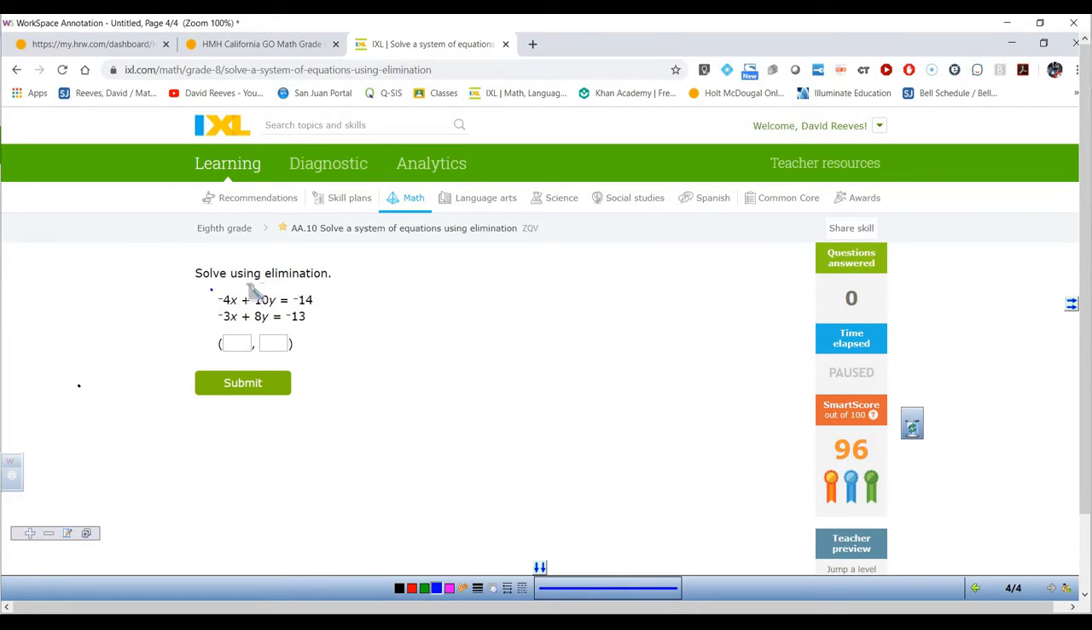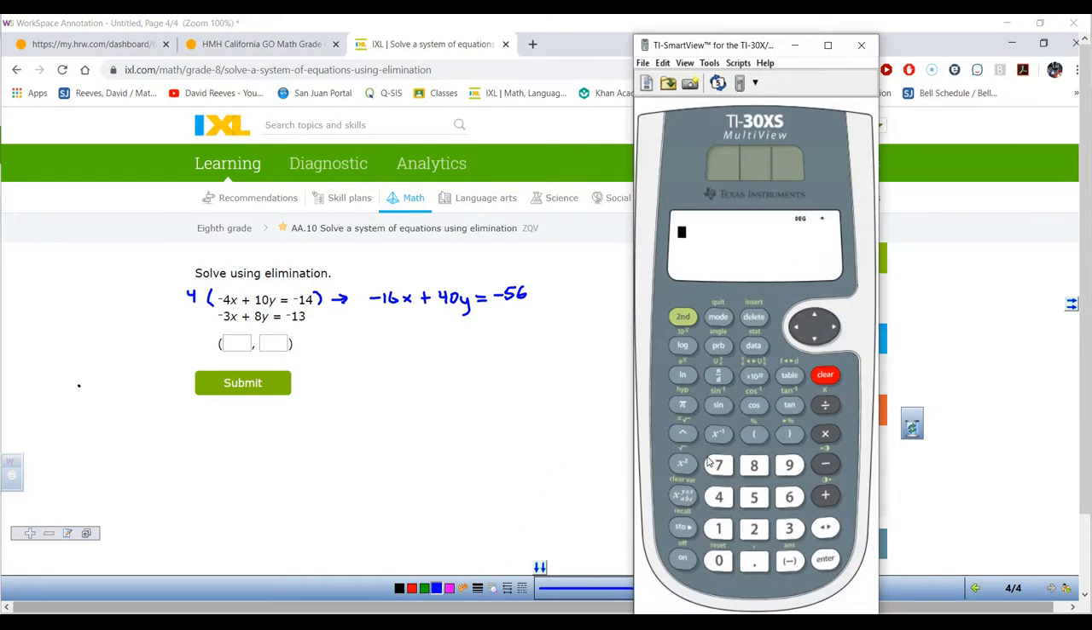And how many times does 10 go into 40? 4 times, right? So if I multiply this top equation by 4, I love that I have all this empty space here to work with. I get negative 16x plus 40y equals negative, let's see here, 4 times negative 14. That's going to be negative 56. Again, you're welcome to use a calculator if you need to. 4 times negative 14 is negative 56.